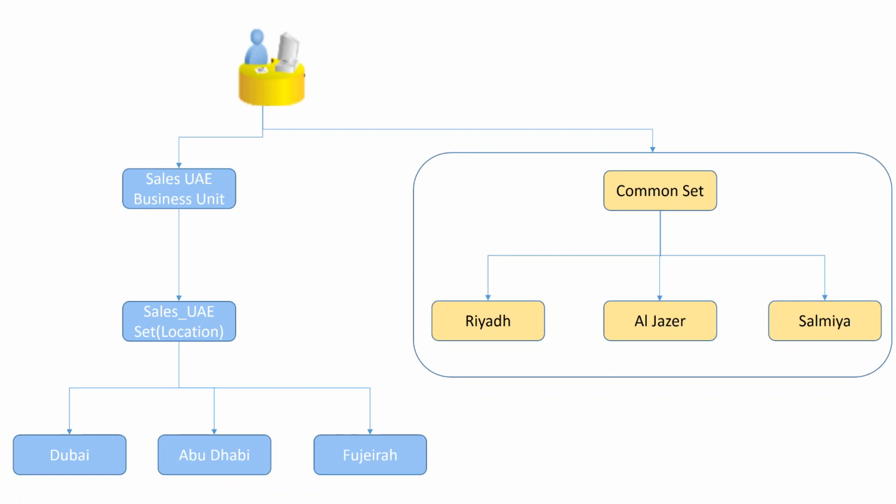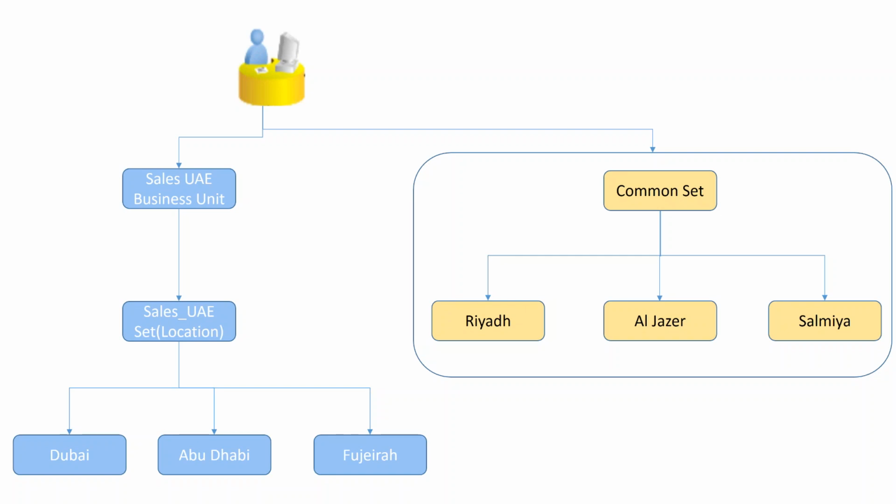Now here on the top, the person icon that you are seeing, let us assume that person is an HR administrator and he is accessing the entire database. Now when he is accessing these locations like Dubai, Abu Dhabi and Fujairah, these locations are restricted only to the sales UAE reference data set. So these are locations, and while creating these locations, we have used the sales UAE reference data set.